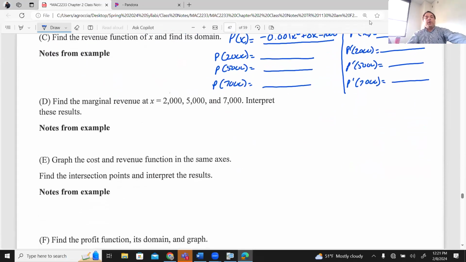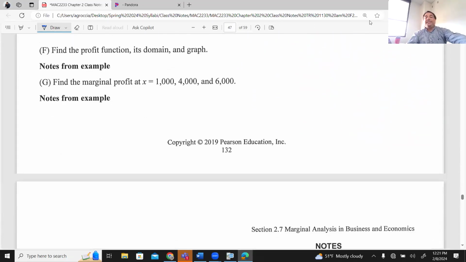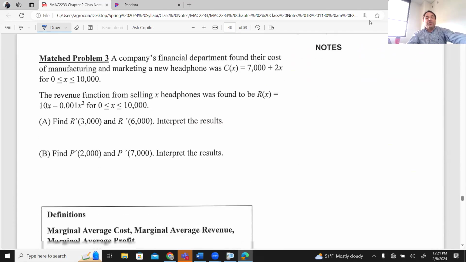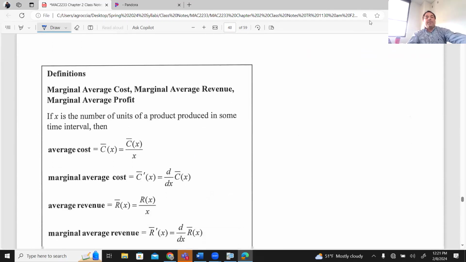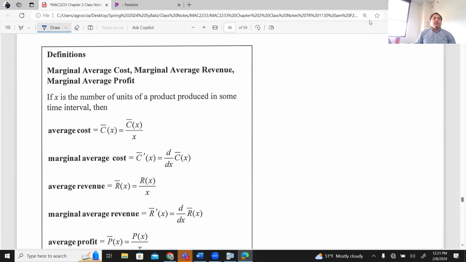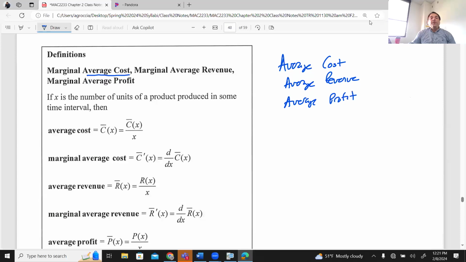So the last topic we're going to talk about is not really a derivative topic or anything like that. The last topic we're going to talk about is called average cost. It could be average cost, it could be average revenue, or it could be average profit. But hopefully you're comfortable with the word average.